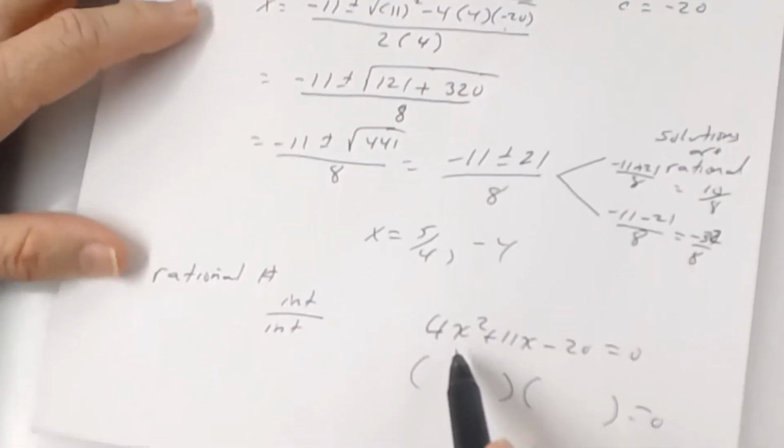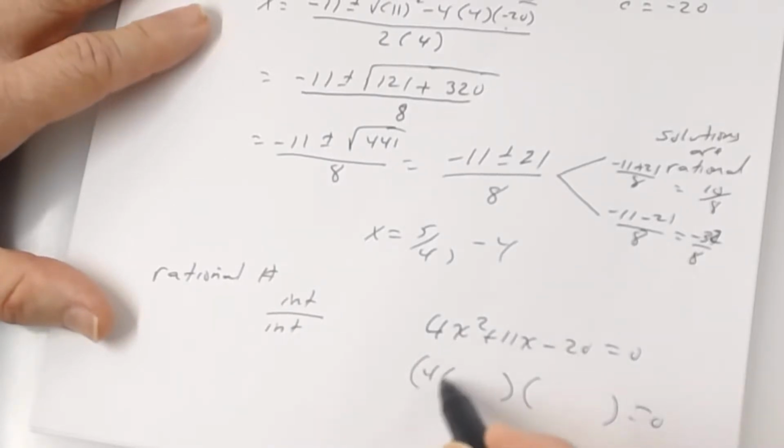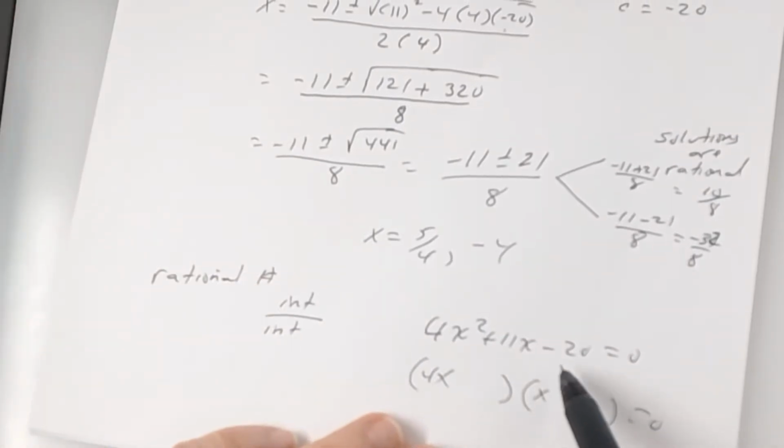What are the possibilities for 4x squared? 4x and x, or 2x and 2x, right? Let's try 4x and x. The factors of 20 are 10, 2, 5, 4. What do you want to try first?